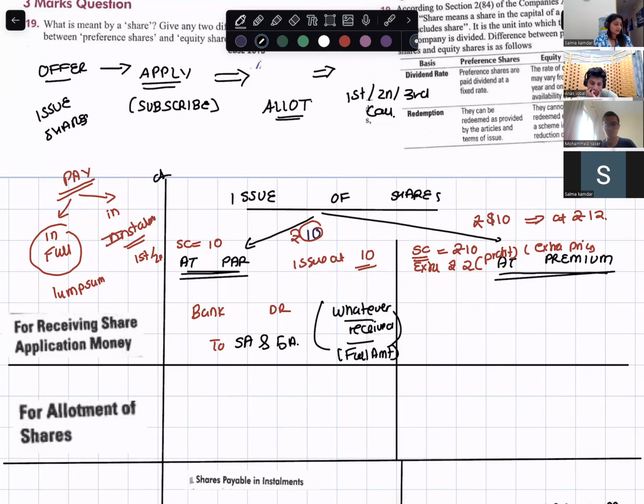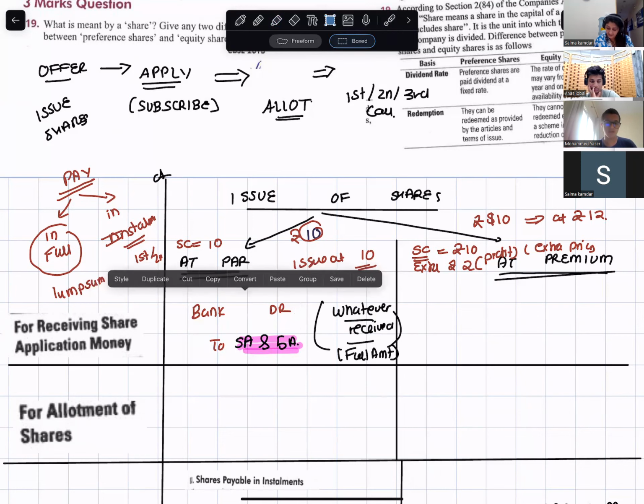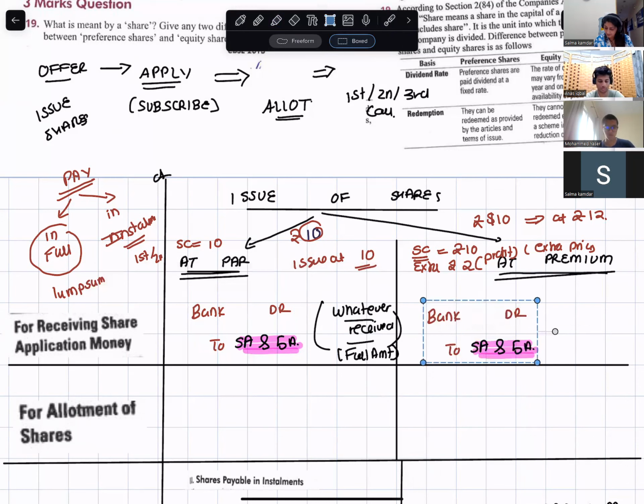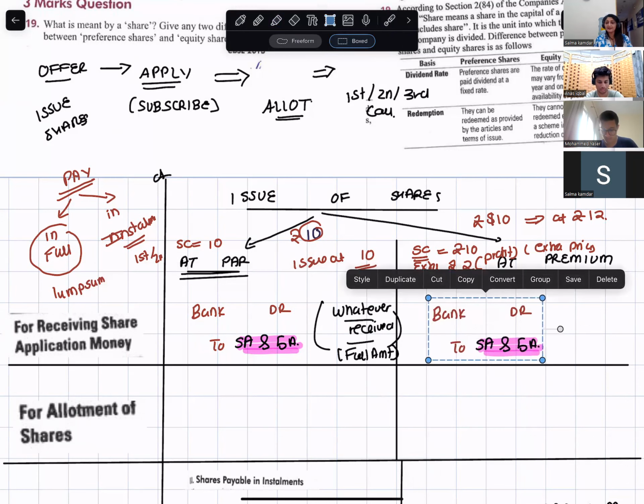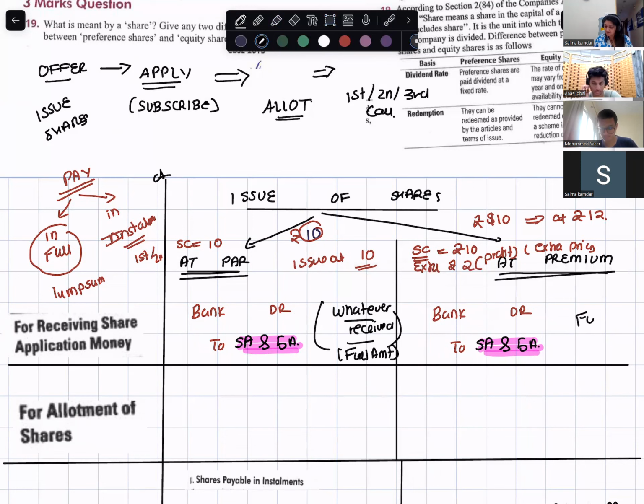Okay. Are you with me? Yes. Okay, come on. If I'm issuing at premium, what is the journal entry? The journal entry will always be the same thing. Bank to share application and share allotment. Are you with me? Yes. And I will always receive the full money because this is in lump sum.